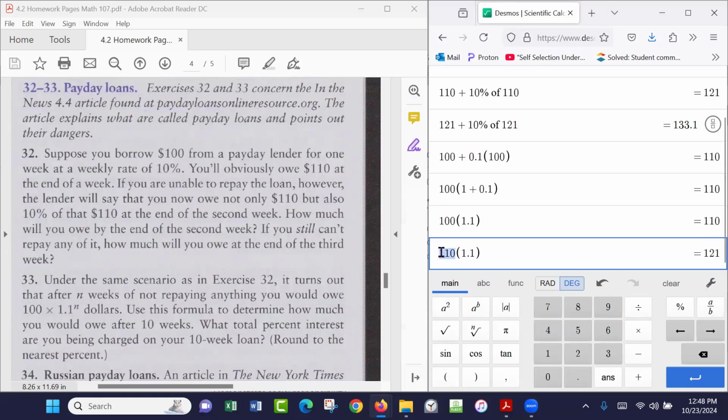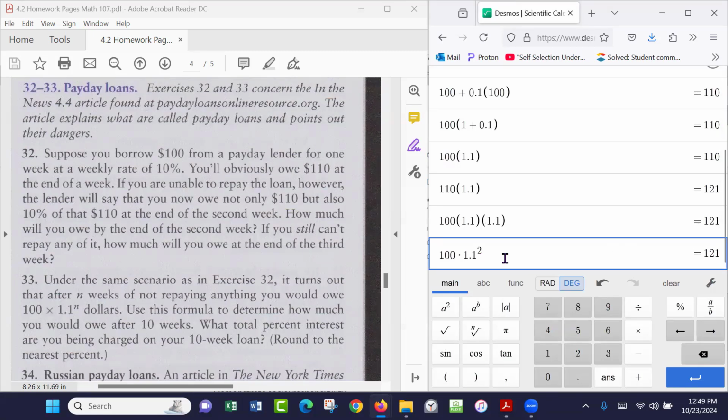But 110, as we know, is 100 times 1.1. So the other way of doing it is going, well, it's actually 100 times 1.1 times 1.1 again to get the 121. And so that's really one of the things we're trying to get out of this question, is to see this type of thing. And that's 1.1 times 1.1, so that's 1.1 squared. So 100 times 1.1 to the power of 2. So after the second week, we owe $121.